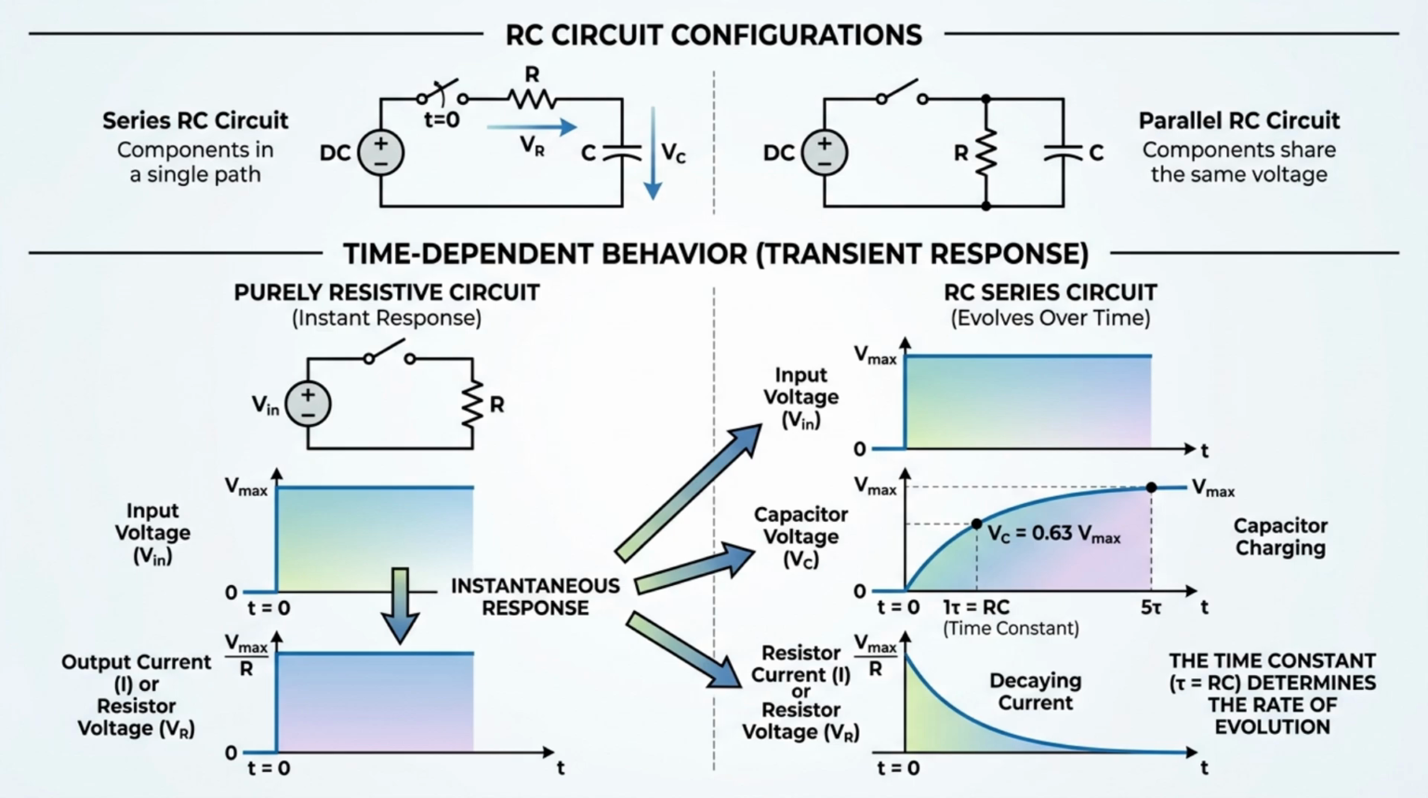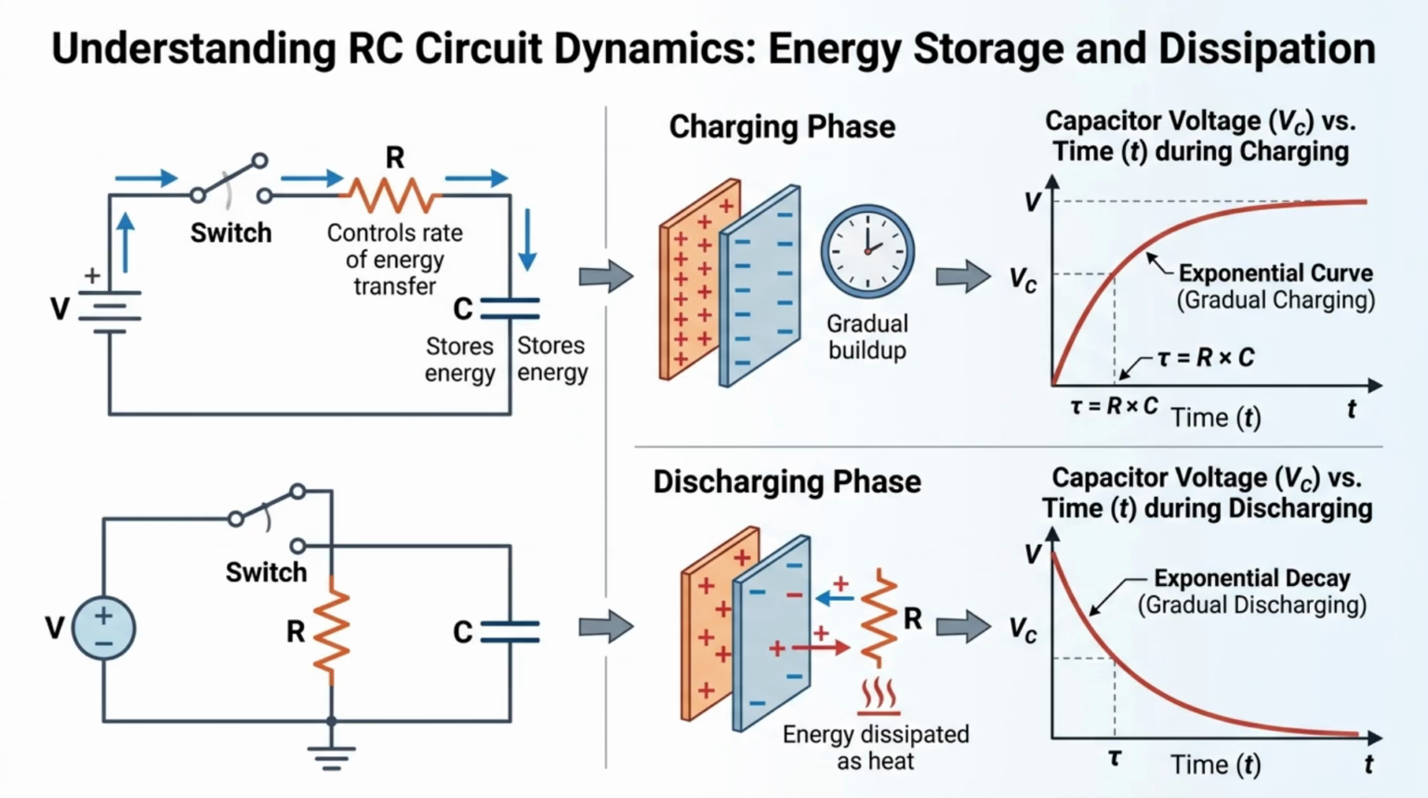This simple combination creates one of the most important time-dependent behaviors in circuit theory. Unlike purely resistive circuits, RC circuits do not respond instantly to changes in voltage or current, but instead evolve over time. The presence of the capacitor introduces energy storage into the system, while the resistor controls the rate at which energy is transferred. This interaction between energy storage and energy dissipation defines the dynamic behavior of the circuit. As a result, the circuit exhibits gradual charging and discharging instead of abrupt transitions.